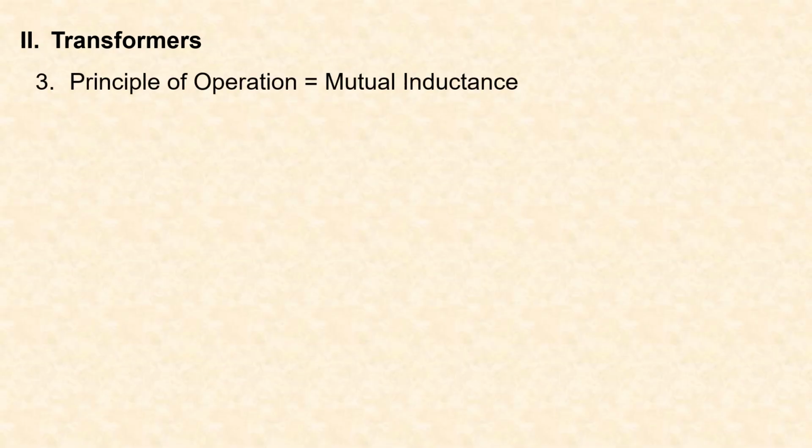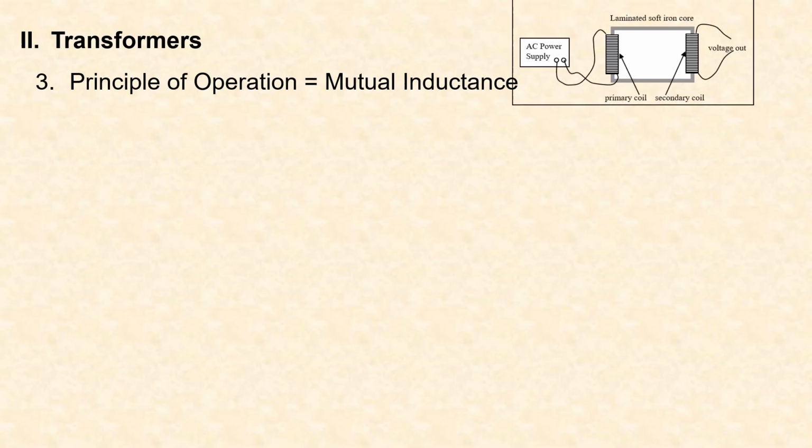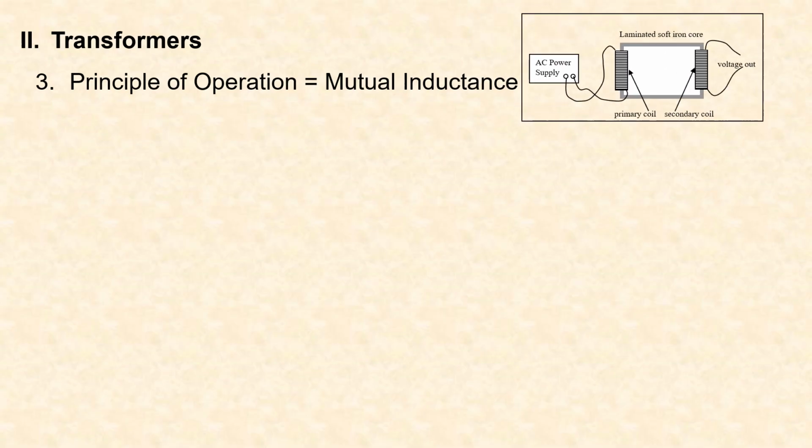All right, so in answer to the question, how do transformers work? The answer is very simple: none other than the principle of mutual inductance that we've been talking about in the presentation thus far. So if we look at a schematic of a transformer, you'll see that it consists of two coils, a primary coil and a secondary coil. The primary coil is the powered coil, which is connected to your AC power supply.